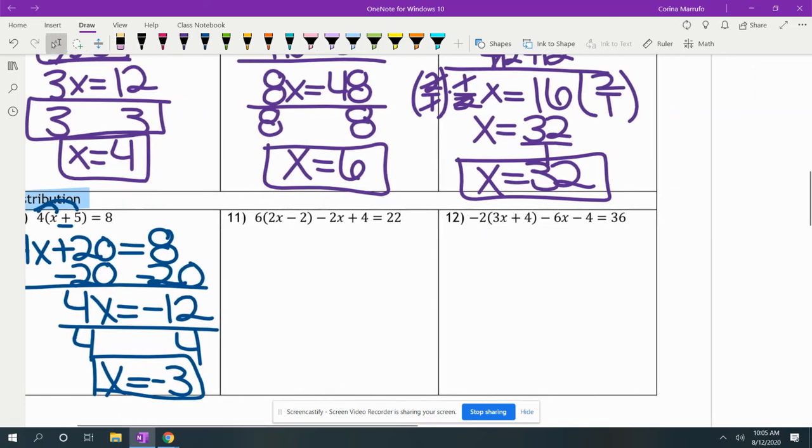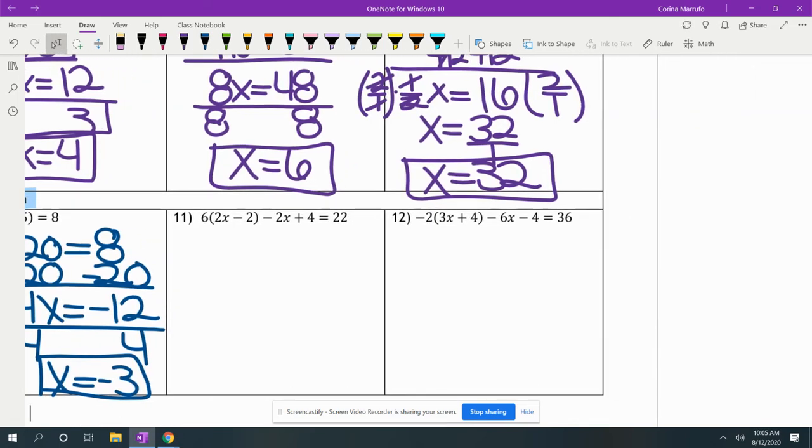The next one, here we have 6 times 2x minus 2, and then minus 2x plus 4. So we are going to have to distribute the 6 to the 2x and 6 to the negative 2. You do not multiply the 6 times this negative 2x because the negative 2x is not in the parentheses. You only multiply what is inside the parentheses. So 6 times 2x gives us 12x. 6 times negative 2 is negative 12. And then I'm just going to write down the rest that's on here: minus 2x plus 4 equals 22.